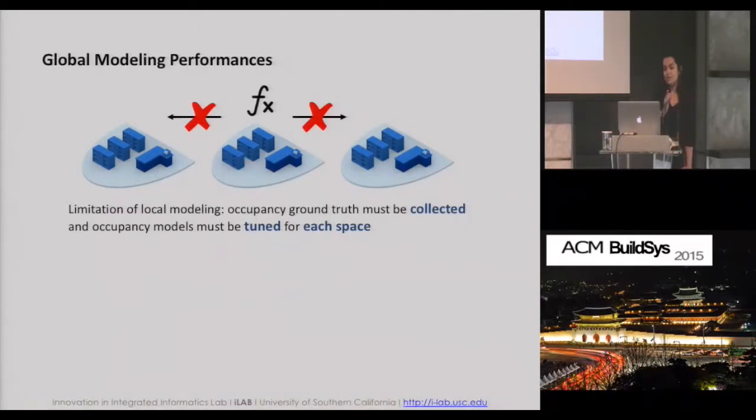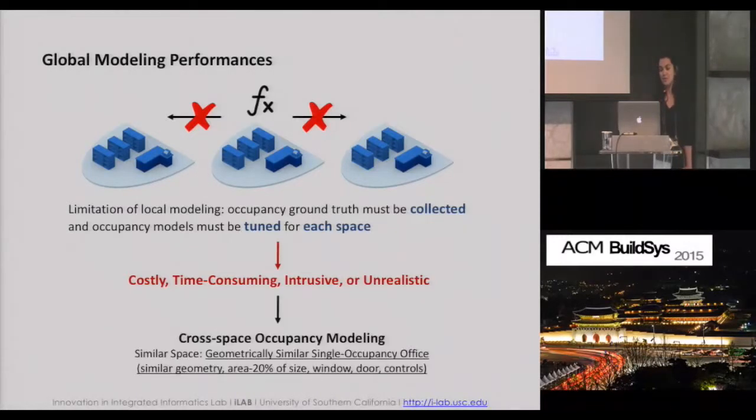From what I know, and you can correct me if I'm wrong, most of the occupancy work has been done locally. You basically collect information from a space and train your model based on that. You train the model for each space. However, this is quite costly, time-consuming, intrusive, and in most cases, it's really unrealistic to have the ground truth for each space. And what I mean by space is each room in a building.